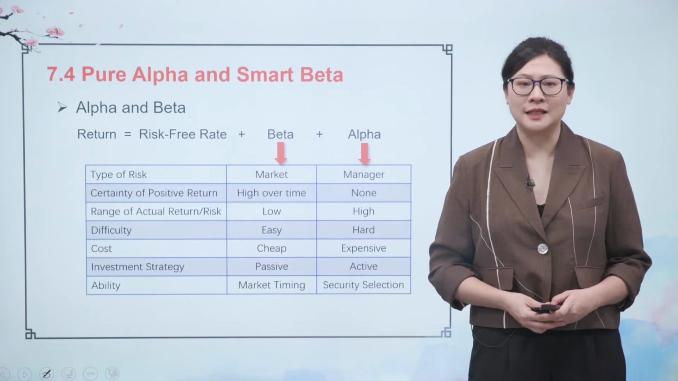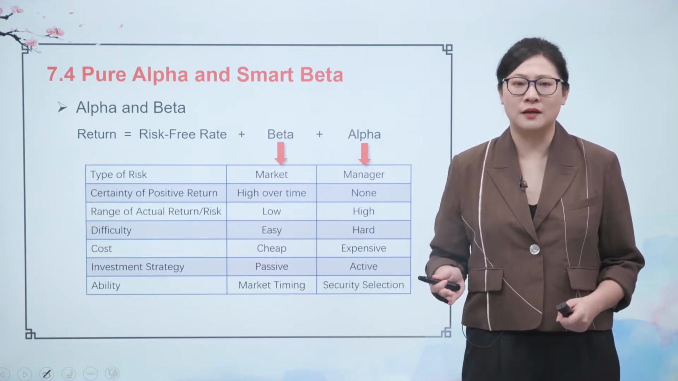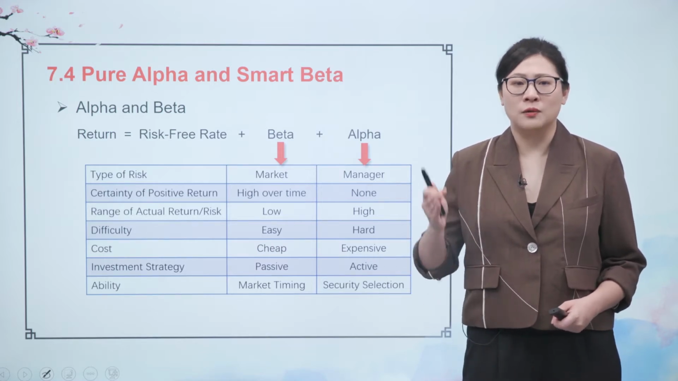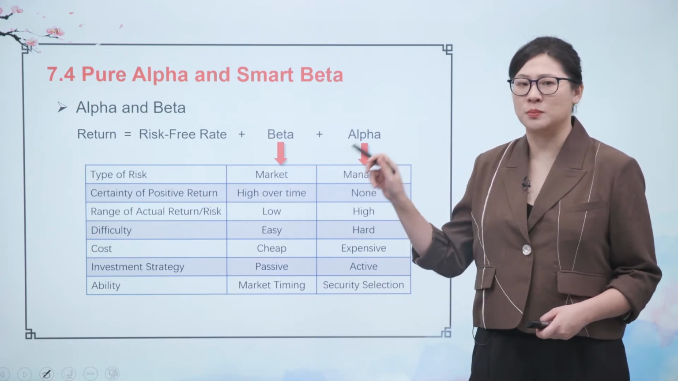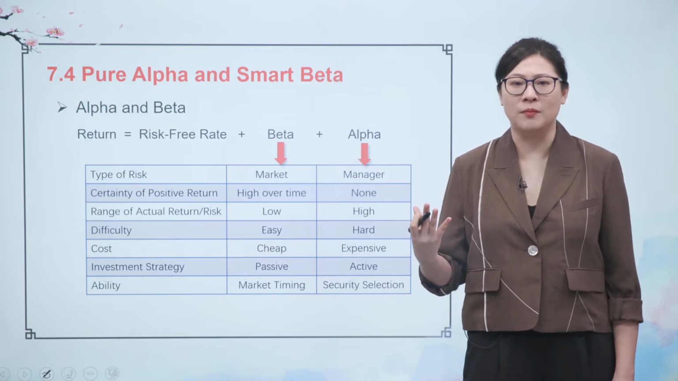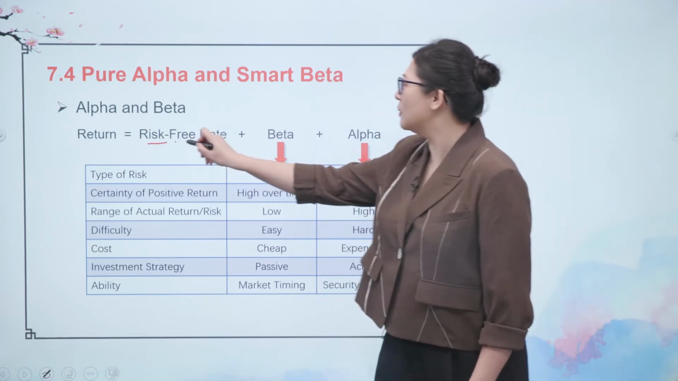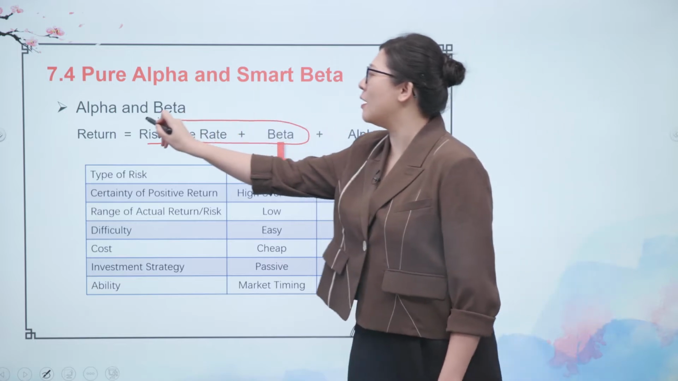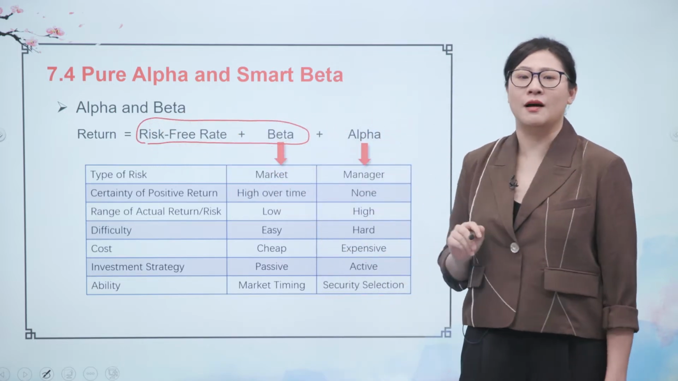Now first, let's have a look at alpha and beta. We have learned before that the realized return should equal your risk-free rate plus the beta part, which is your market risk premium, plus your alpha part. The total beta part comes from the capital asset pricing model, and then there is the alpha.